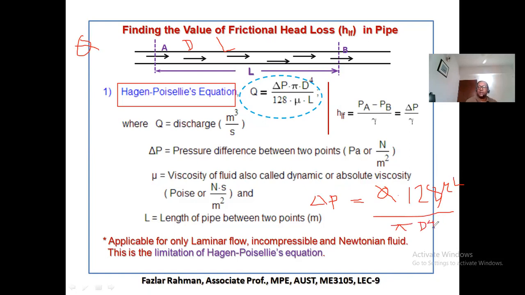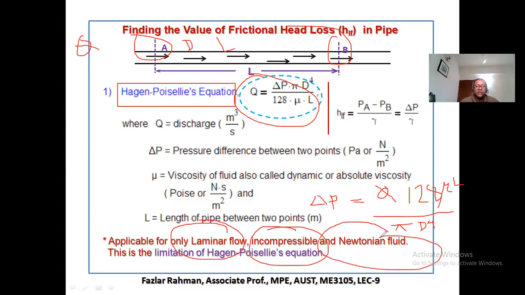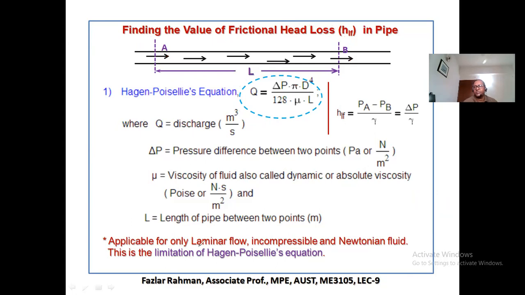That you can figure out the pressure drop between 2 points without physically measuring. You don't need the pressure gauge right over here, okay? But this equation is valid only for laminar, incompressible, Newtonian fluid; it is also not valid for non-Newtonian fluid. So this is the limitation of this equation. If the flow is turbulent, you cannot use this equation. So this equation you can only use for laminar flow.